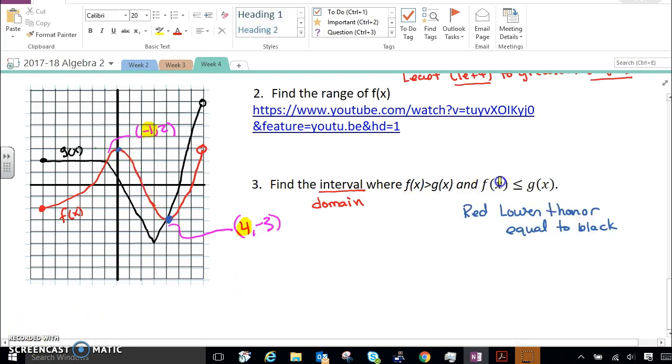For the second problem, we're asked for when f of x is less than or equal to g of x. So we can think of this as red being lower than or equal or on top of black. And so now red below black is here and also here. And because we said equal to, that means we include the intersections this time. So this point (-1, 2) is included, and so is the point (4, -3).